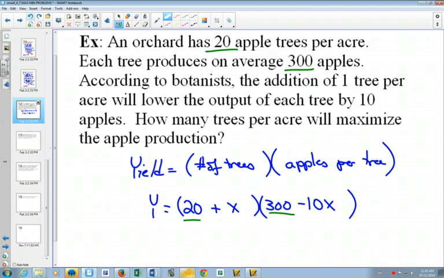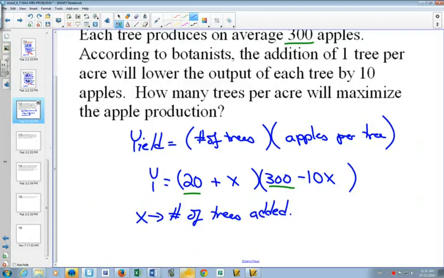So there's sort of a trick that way in that you can say, I know that if it's 20, I get 300. That's when x is 0, right? That still works. If x is 0, I'm going to have 6,000 apples. We'll just make a little note: our x is the number of trees that we add. And now it's just completing the square again.